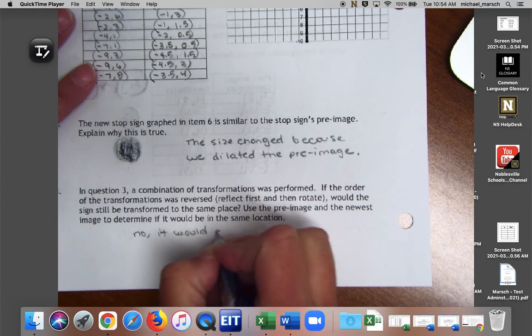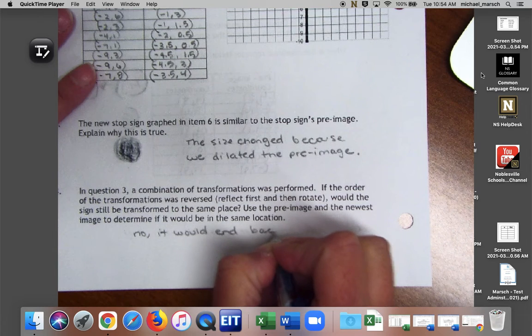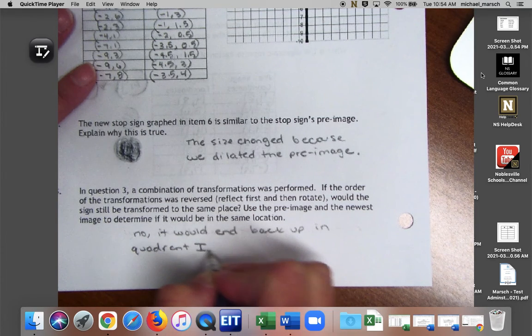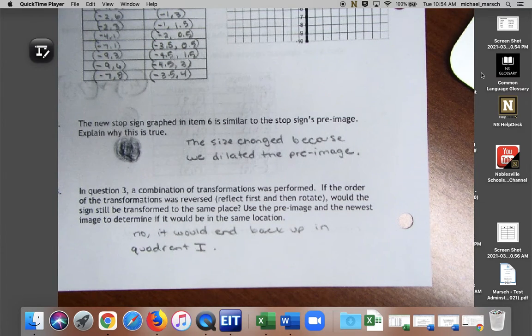It would end back up in quadrant 1. It would be a different shape. It would be turning to the side because we rotated it, but it would still be in the same quadrant.